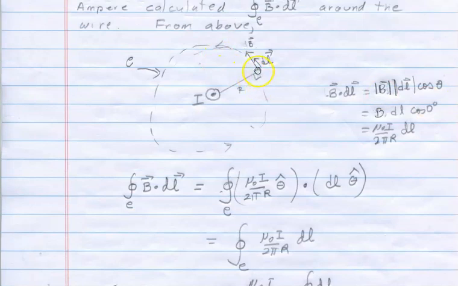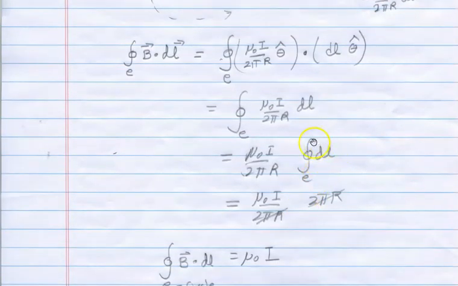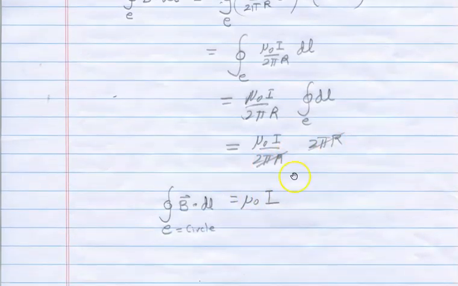Well, it's magnitude dl, and if I add up all the magnitudes, that's just the total length around that curve, which is just the circumference of a circle of radius r. So this whole length around is 2 pi r, which cancels the 2 pi r on the bottom, and we get that around that circle it was mu naught I. This is the current. The direction of current is right through this dead center of the circle.